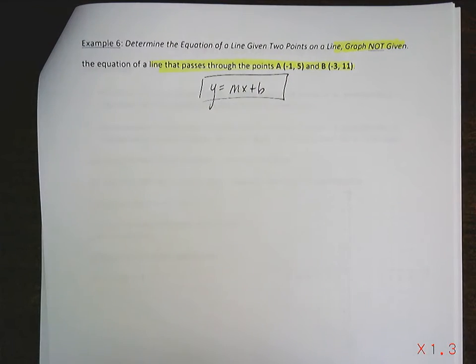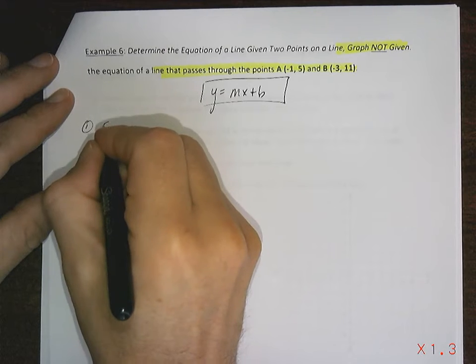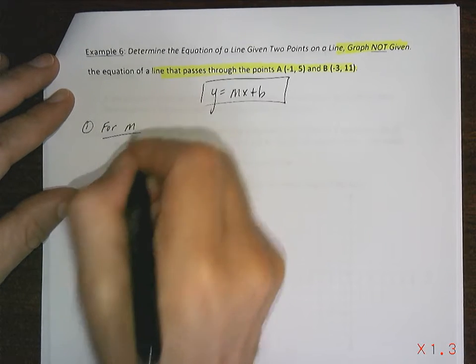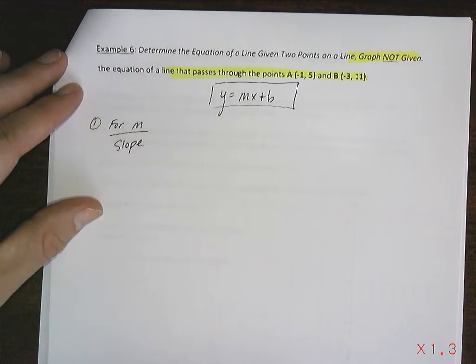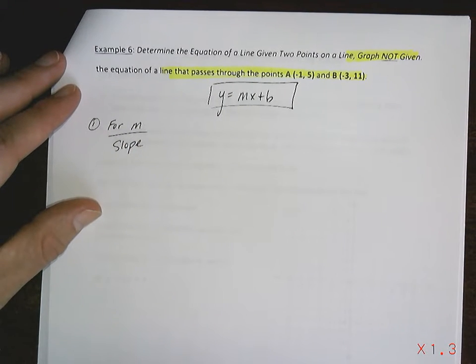Because I can give you a mark for knowing that an equation of a line is supposed to be y equals mx plus b. Okay? It's the first thing you write. So now, what do you want to do? You want to figure out what m is, and you want to figure out what b is, right? These are the steps. So for m, what is m? M is slope. You can write that down if you want. That's worth a mark, knowing that m is slope.